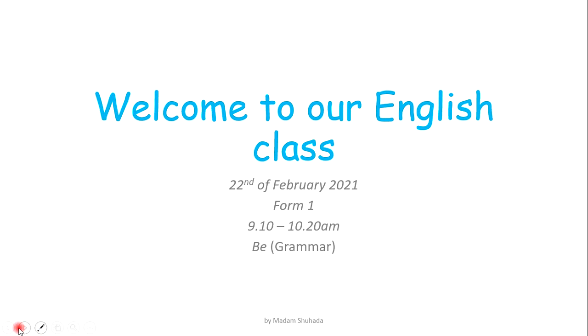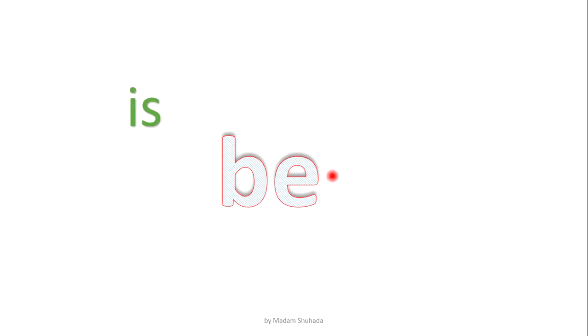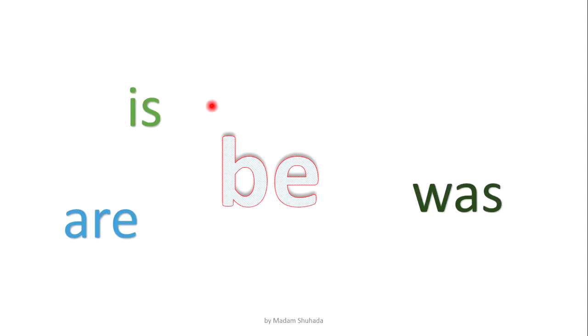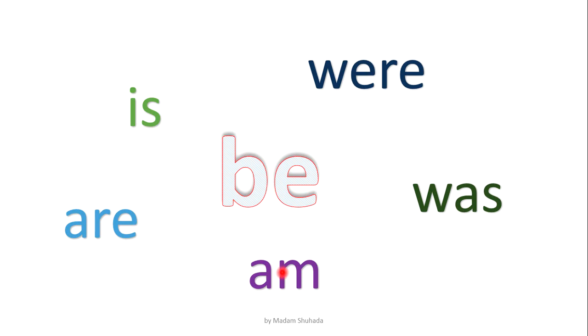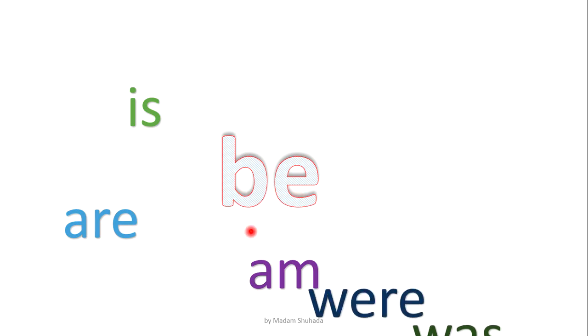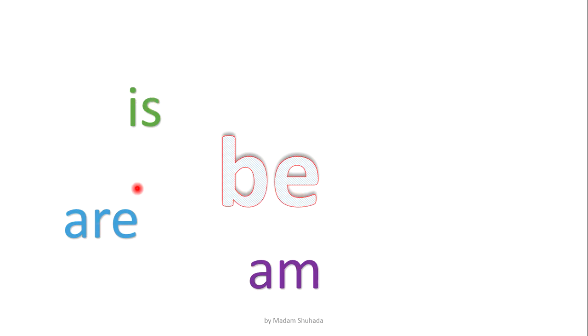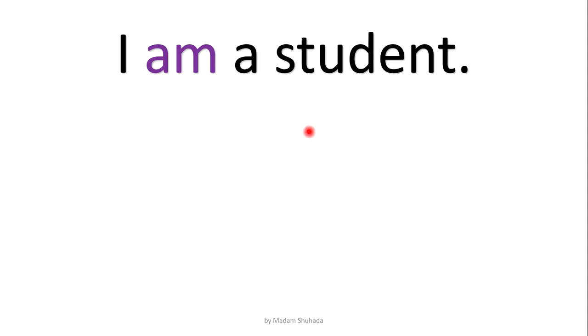So for today, you're going to focus on the be verb. The be verb consists of is, was, are, were, and am. So is, are, were, was, am are actually be verbs. But for today, we are going to focus on these three words only: am, are, and is. Before I explain further, let's look at example sentences.